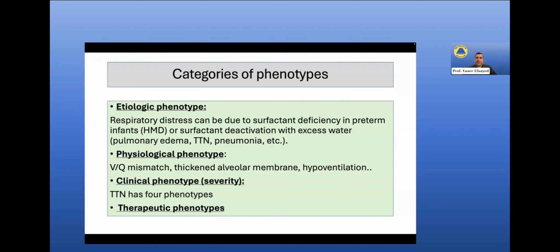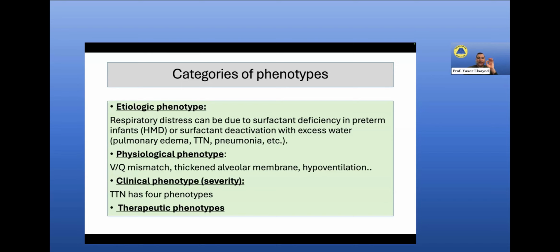So precision-based medicine is a medicine of phenotypes. And how many phenotypes can we describe? We have 4 different categories of phenotypes. Etiological phenotypes, I will give you an example. Respiratory distress: an infant with tachypnea and grunting can be due to surfactant deficiency in a preterm, which is HMD, or surfactant deactivation with excess water, like in pulmonary edema, TTN, or pneumonia, etc. The presentation is the same, but they are different etiologies. We give surfactant probably for most of them, but the etiology is different. So that's an etiological phenotype in one clinical condition, which is respiratory distress.